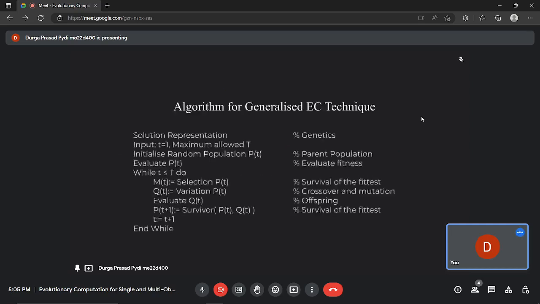This is the generalized algorithm we have seen for any evolutionary computation technique. In these steps, the first step involves your solution representation. In the binary strings, you discretize your domain depending on your chromosomal length, and you convert the number into a binary string. Instead of doing that, we use the numbers as they are. That is the case of real encoding. The remaining steps are almost straightforward.